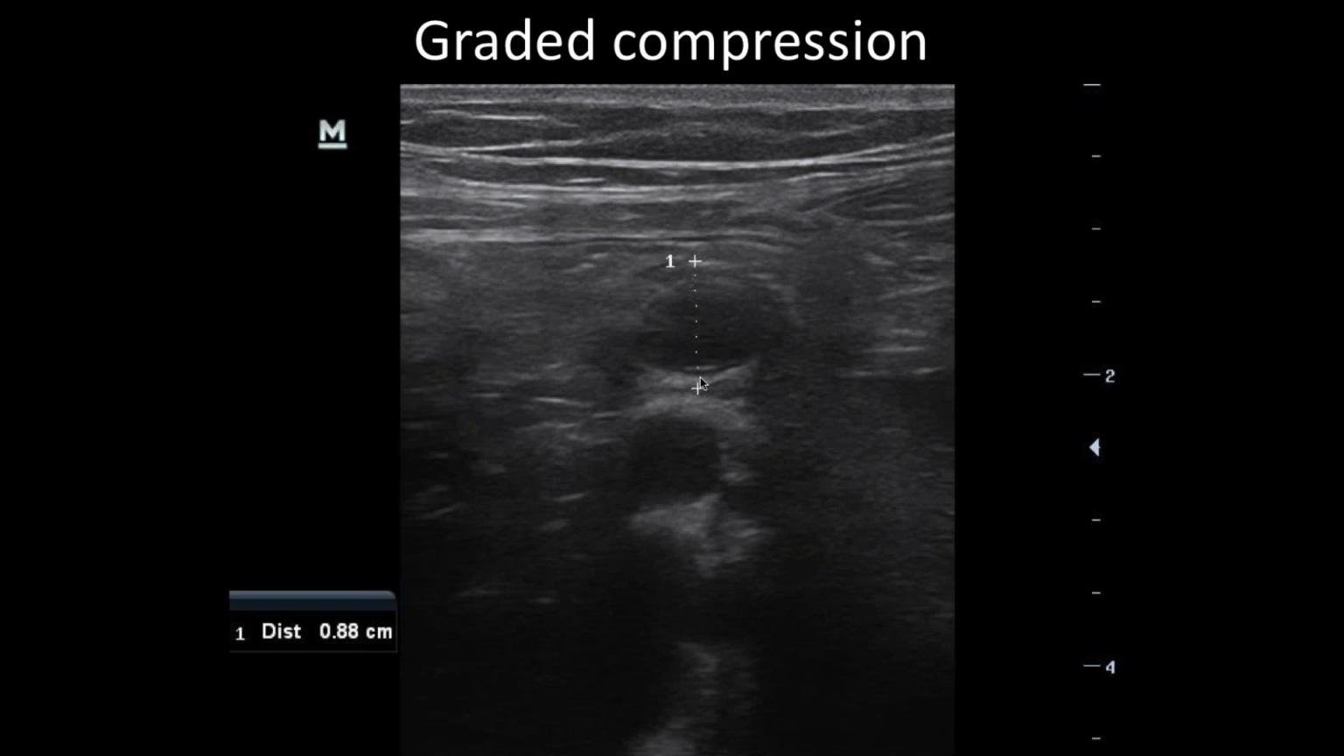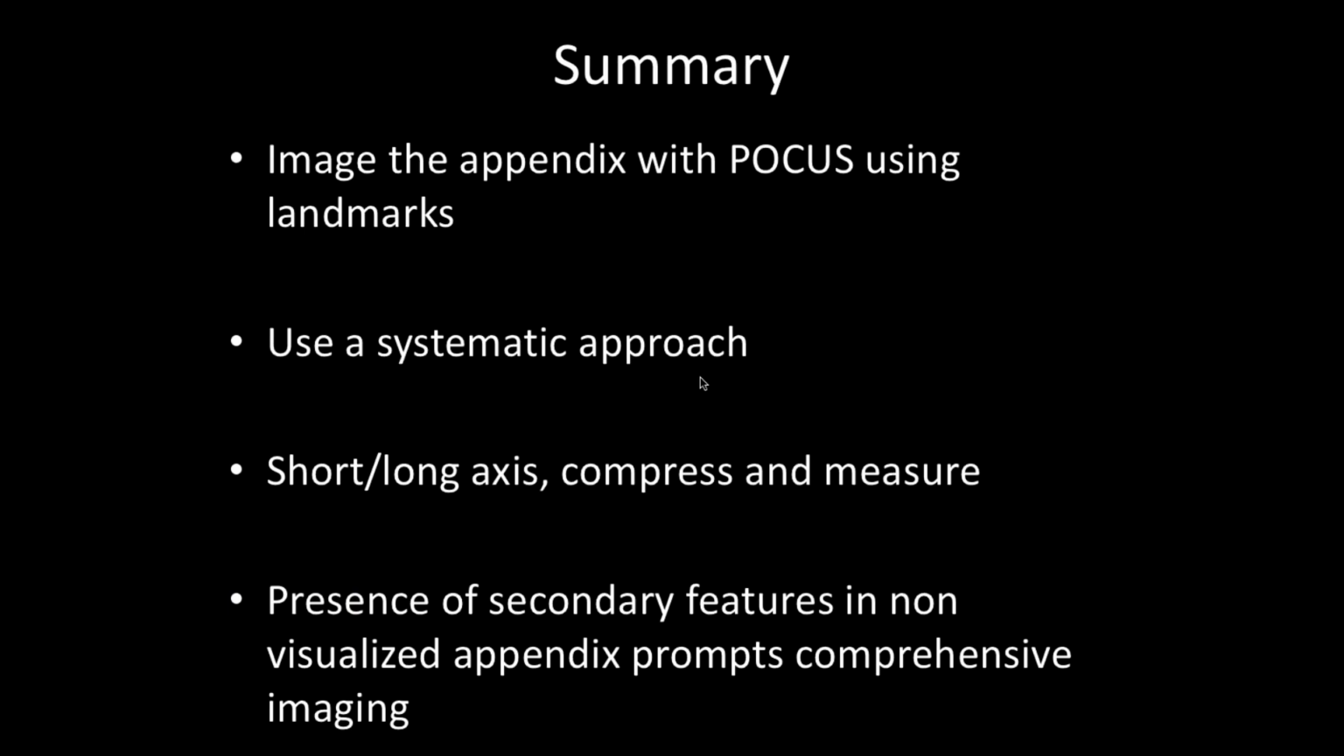So a patient who's tender, you can see that appendix, and it is more than 6 millimeters. This is also appendicitis. So in summary, I'd advocate for looking at the appendix with point-of-care ultrasound, using the landmarks that you understand in the right lower quadrant, keeping an eye out for that psoas muscle and those iliac vessels. You're going to use a systematic approach. If you're getting lost, use a systematic approach published by Adam Sivitz in his paper.